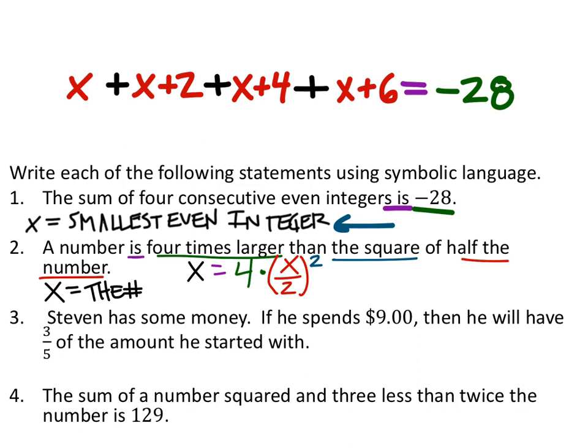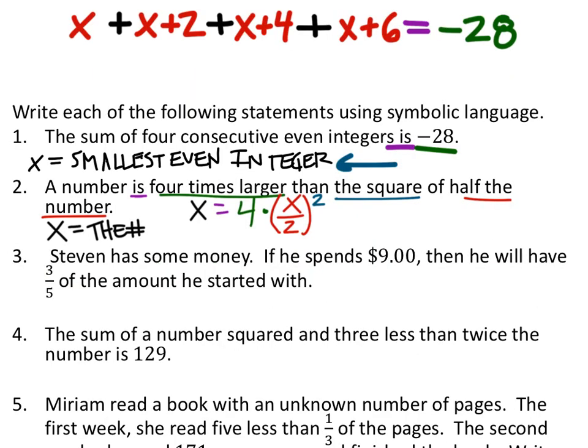Number 3, Stephen has some money. If he spends $9, then he will have 3/5 of the amount he started with. Take a moment and write the equation for this one with your neighbor. Stephen has some money. If he spends $9, then he will have 3/5 of the amount he started with. Remember in this class, if you guys are just waiting for answers, you're kind of defeating the purpose of the class. That's not really how you're supposed to learn here, okay?